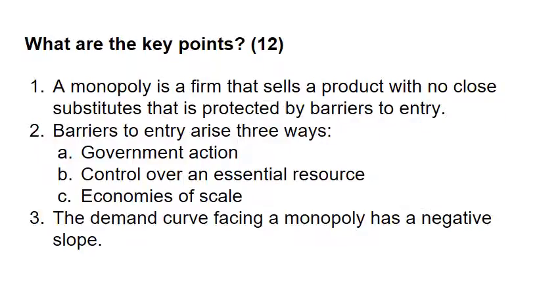We have 12 key points. A monopoly is a firm that sells a product with no close substitutes that is protected by barriers to entry. Barriers can arise three ways: government action, control over an essential resource, and economies of scale. The demand curve facing monopoly has a negative slope.